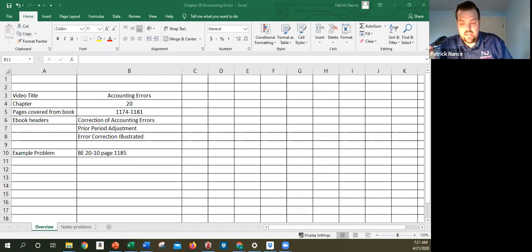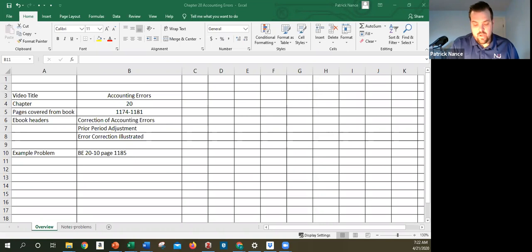Error correction illustrated. A really important point the book makes here on 1175 is that the idea behind this isn't memorizing how to do a certain adjustment, okay? Whether it's a depreciation adjustment, whether it's a maintenance adjustment, whether it's a fixed asset adjustment, it doesn't really matter what it is. What matters more is that you know and understand how to correct this.